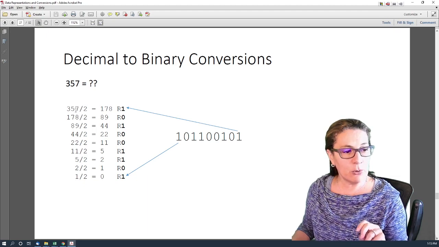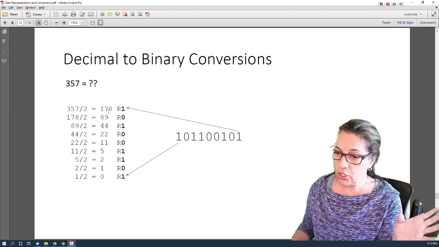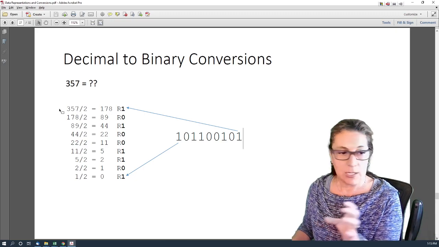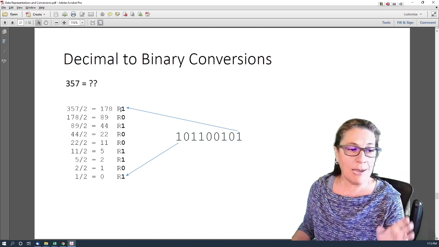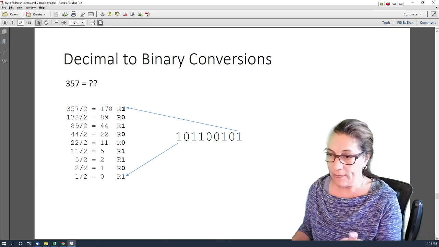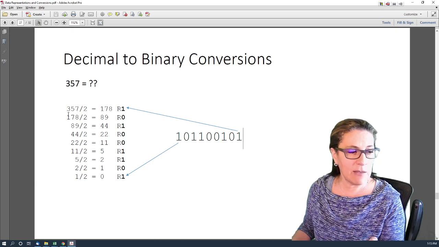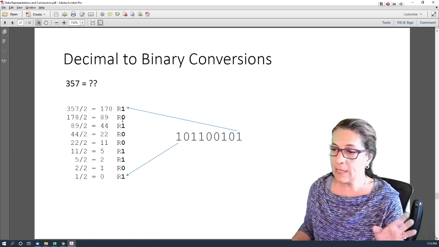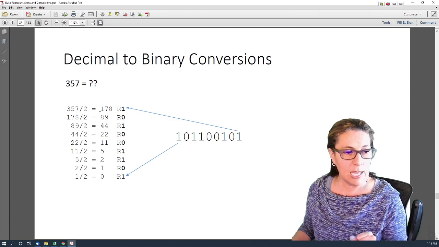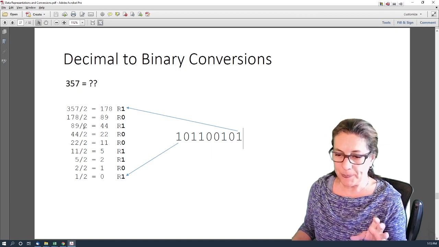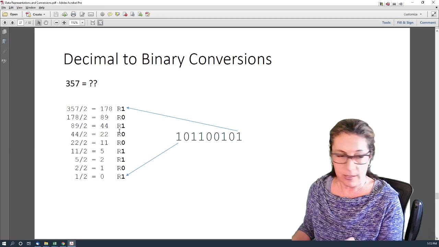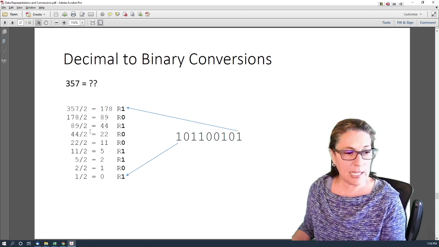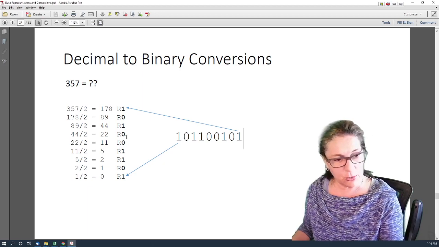So you divide 357 by 2, and you get two things: the integer part and the remainder. 357 divided by 2 gives 178, remainder 1. Then you take this 178 and divide it by 2 again. You get 89, and the remainder is 0, because it's divisible by 2. Then you take 89 and divide by 2 again. You get 44, and the remainder is 1. Then 44 divided by 2 is 22, remainder 0.